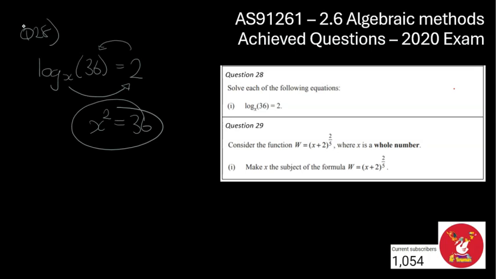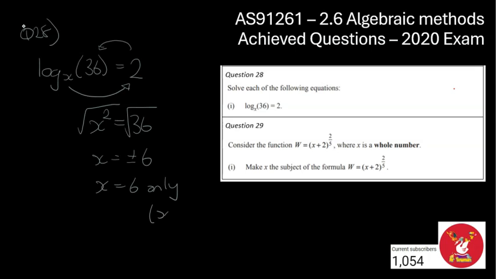Now it looks like this is actually a piece of cake, isn't it? You probably would have done these in year 9. So the opposite, we're going to square root both sides. So x is going to be equal to plus or minus 6. The issue here is you can't have a negative base for a log. So x is equal to 6 only, and that's because x must be greater than 0.